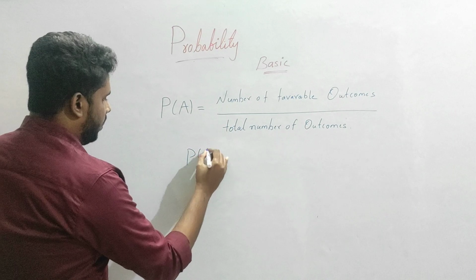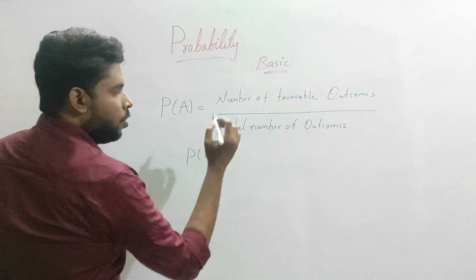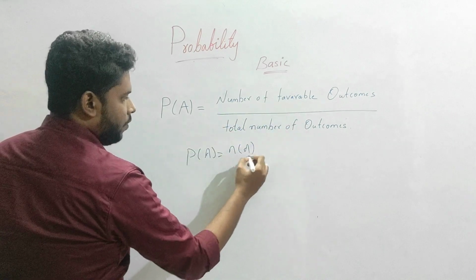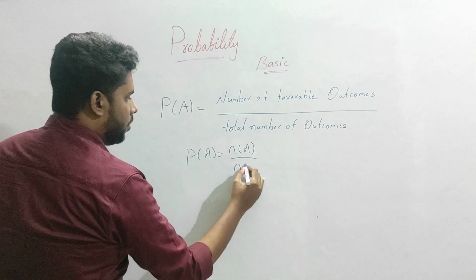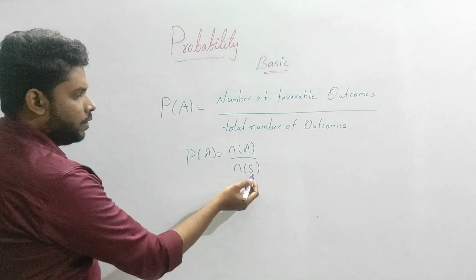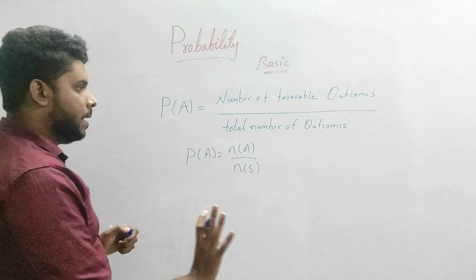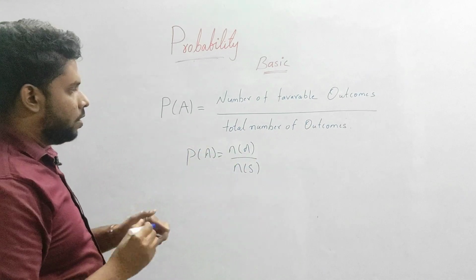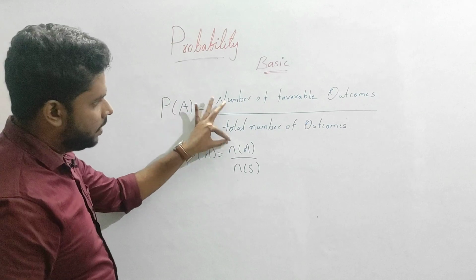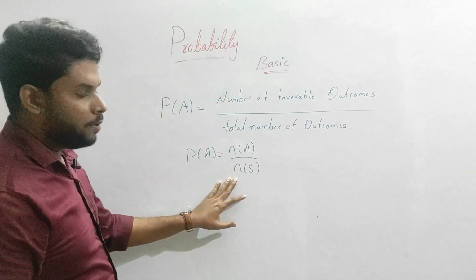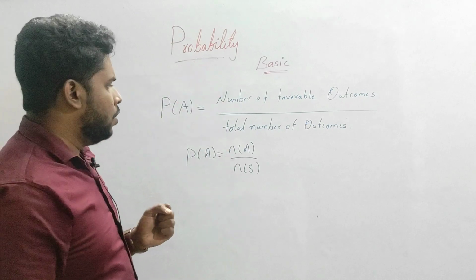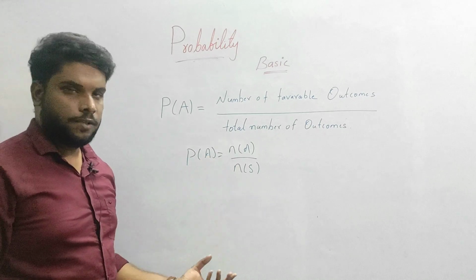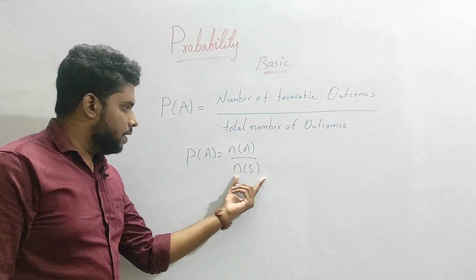I will show how to find favorable outcomes. Always in short form I write n of A for favorable outcomes, and for the total number of outcomes I will write n of S, the number of outcomes in the sample space. So n of A represents favorable outcomes, n of S represents the total number of outcomes. So what does it mean and how will you find these? Okay, first we will see n of S.